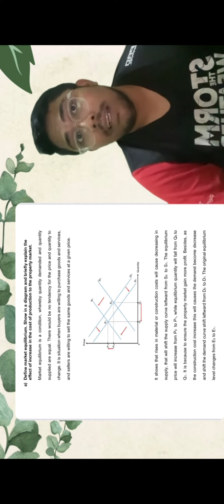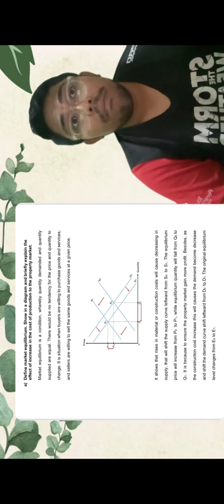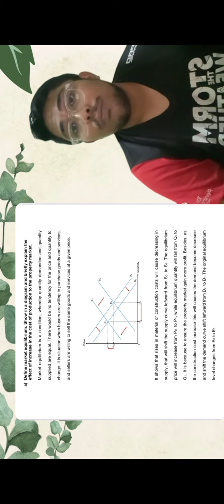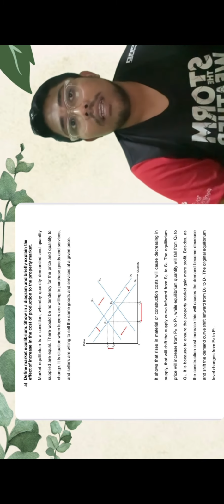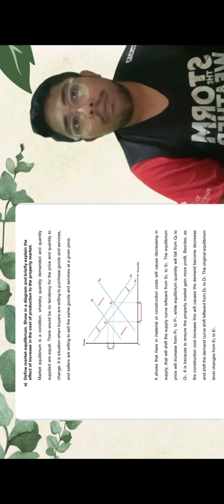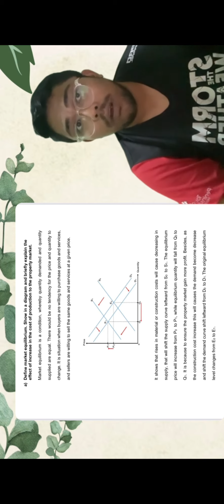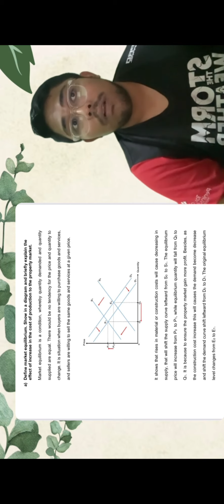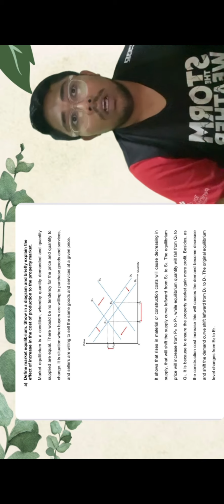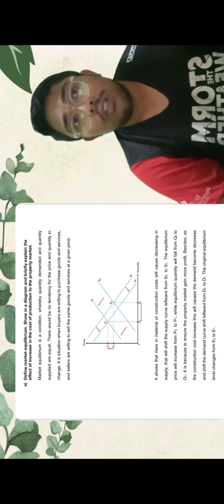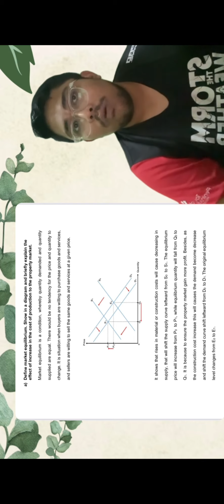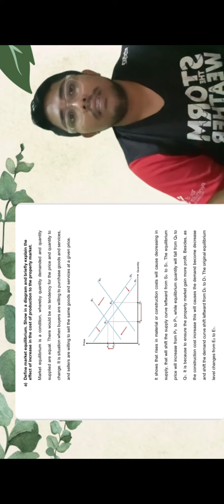Okay, for question A: define market equilibrium, show in a diagram and briefly explain the effect of an increase in the cost of production on the property market. Market equilibrium is a condition whereby quantity demanded and quantity supplied are equal. There would be no tendency for the price and quantity to change. It's a situation where buyers are willing to purchase goods and services, and sellers are willing to sell the same goods and services at a given price.